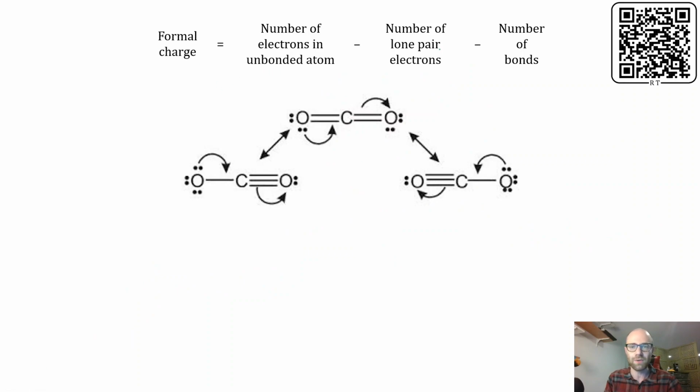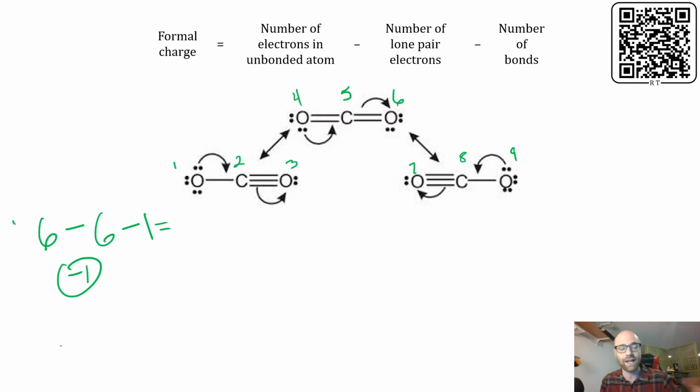So in each case, we're just going to follow the formula. Let's start by talking about this one on the left. I'm going to number all the atoms. Number 1 here, right? For number 1, oxygen has 6 electrons. We're going to subtract the number of lone pairs. So we've got 1, 2, 3, 4, 5, 6 lone pair electrons, minus the number of bonds. So it's got 1 bond. That's going to give us a -1 for a formal charge. This means that compared to an unbonded oxygen atom, this oxygen is shown as having more electrons than an atom. That's all that number actually means.